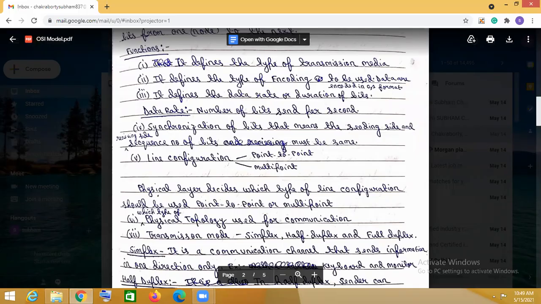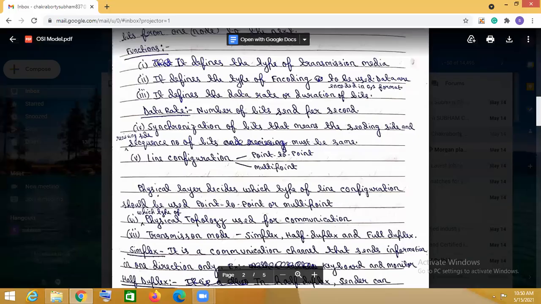Now, how many types of topology are present? Five types of topology are present: bus, ring, star, tree, and mesh. Out of these five types, which one will be used for the communication is defined by the physical layer.